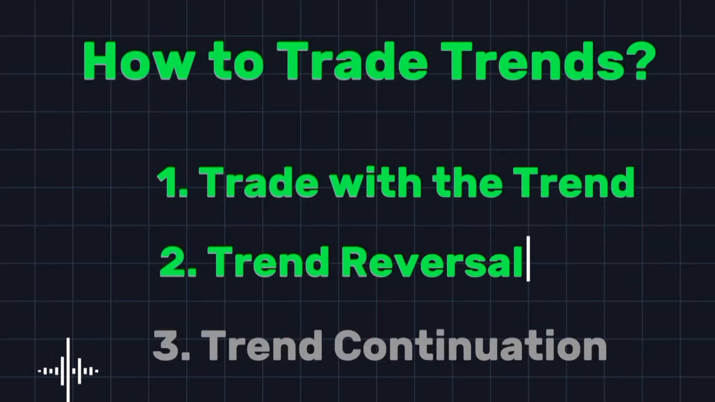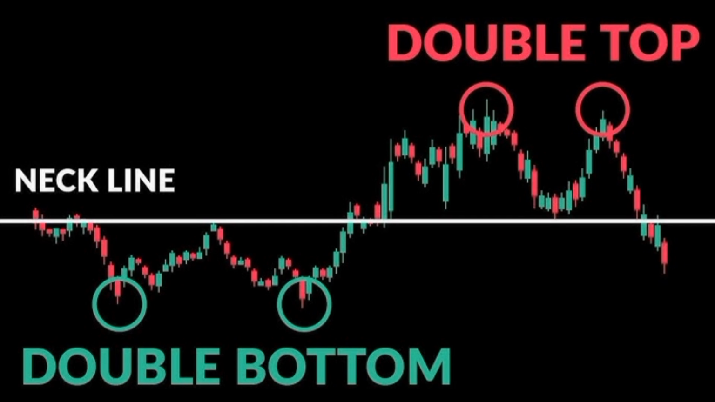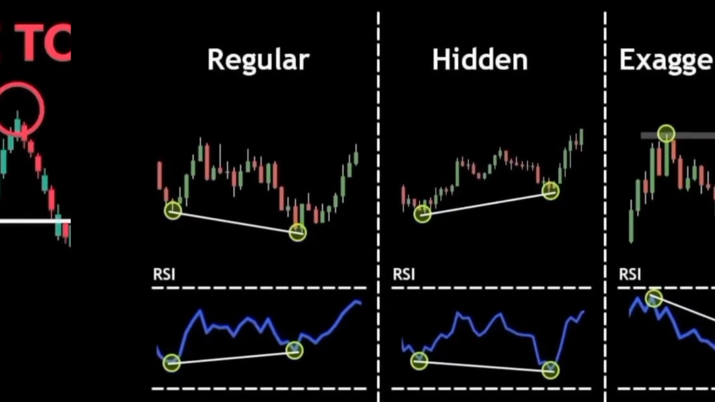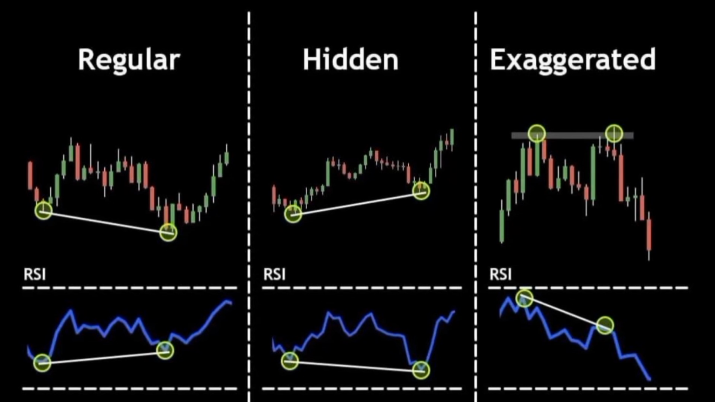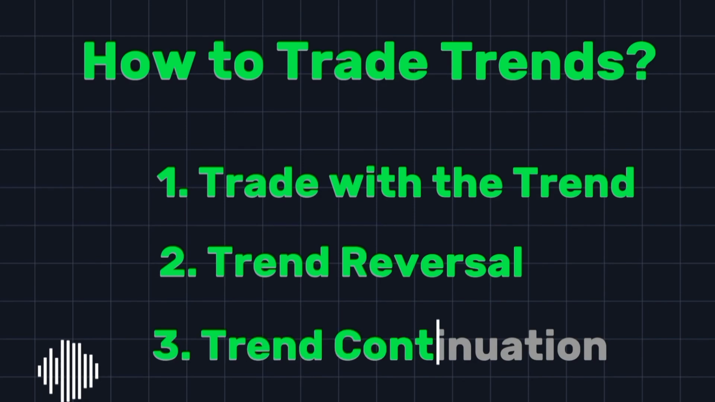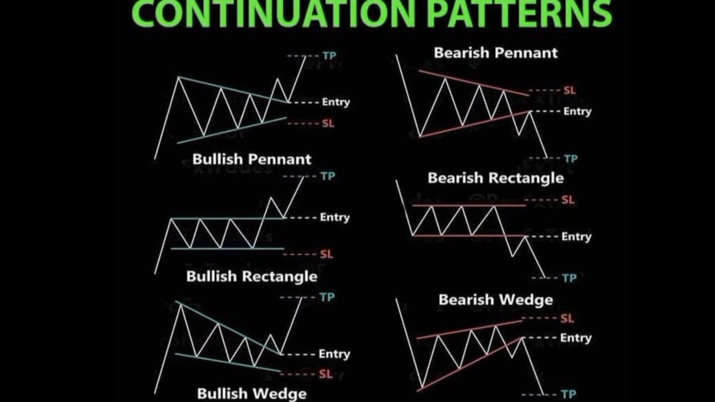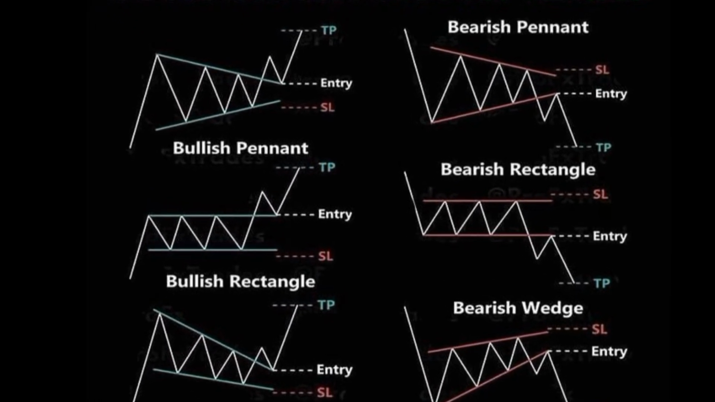2. Trend reversal. Watch for signals like double tops, double bottoms or bearish, bullish divergence to anticipate potential trend reversals. 3. Trend continuation. Patterns like flags, pennants, or wedges often indicate that the current trend is likely to continue.